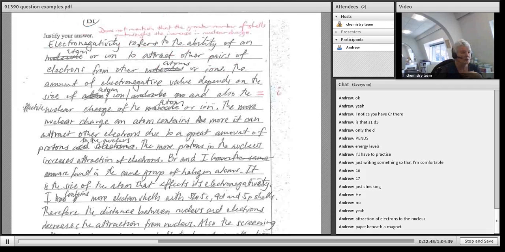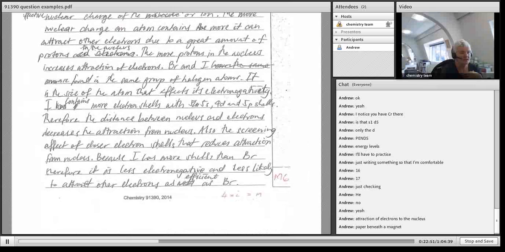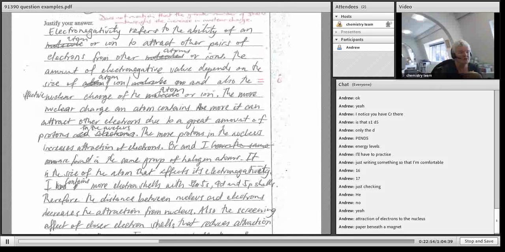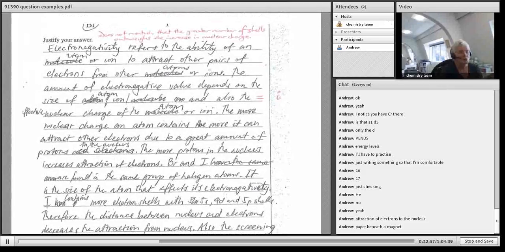Here's an example also where they got an M6. So there was M6 overall, and why they didn't get a comprehensive for this one is, as you can see in the writing in red, it doesn't mention that the greater number of shells outweighs the increase in nuclear charge. So you need to talk about the shielding, so that you can see as we're getting further away from the nucleus, we've got that distance as well as the electrons, that paper you were talking about beneath the magnet, those core electrons. So that's where they also came down in this one.